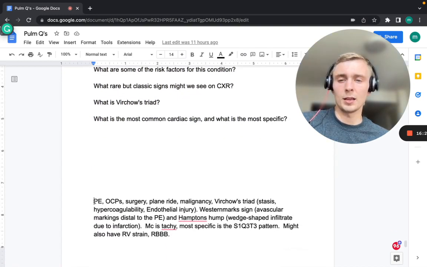So this is a PE, pulmonary embolism. OCPs are a risk factor, as oral contraceptives increase estrogen. Surgery is a risk factor. Plane rides where you're not moving your legs at all predispose to DVT and then potentially PE. Malignancy makes you hypercoagulable. Virchow's triad is stasis, hypercoagulability, and endothelial injury. I remember that as SHE: stasis, hypercoagulability, and endothelial injury, like in smoking, for instance.